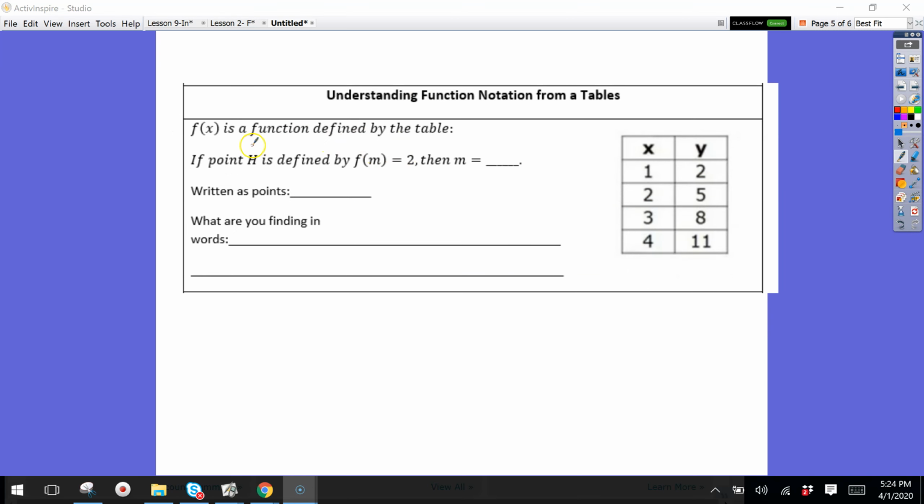So now let's try it again with the table. Okay, f of x is a function defined by this table. If the point h is defined by f of m equals 2, then m equals what? As a point right here, we have the m is my x value, my input, and the y here is 2. So what this question is asking us is basically the value of x. We're finding the value of x when y is 2. Well, let's look at this table. When is y 2? It's 2 right here. What did I plug in? I plugged in the number 1.